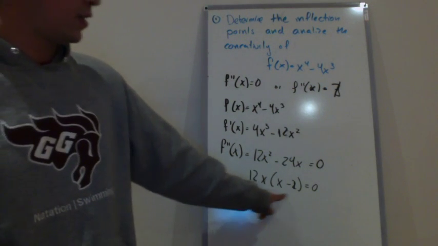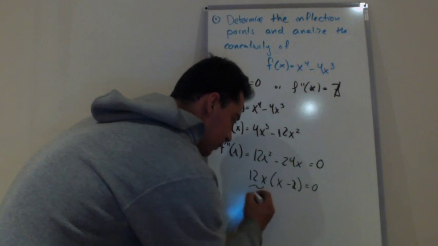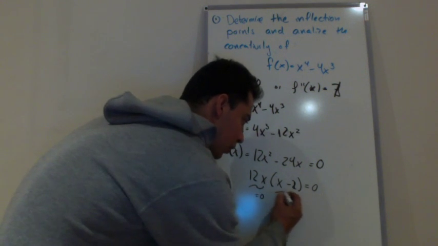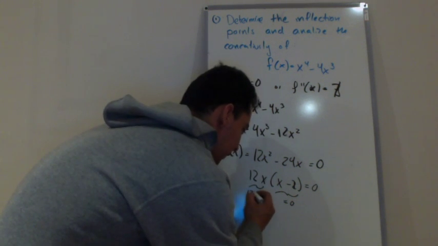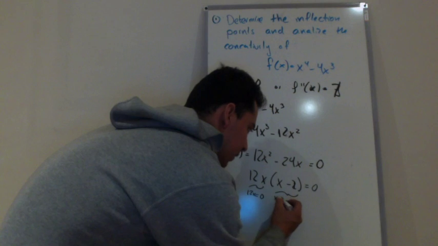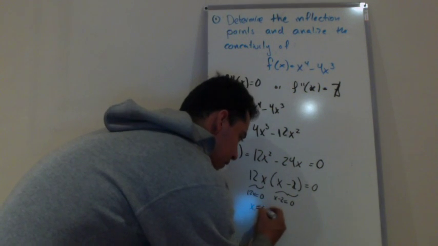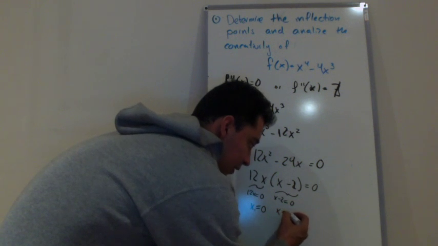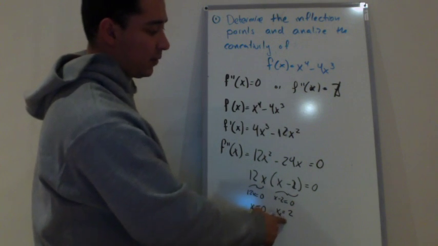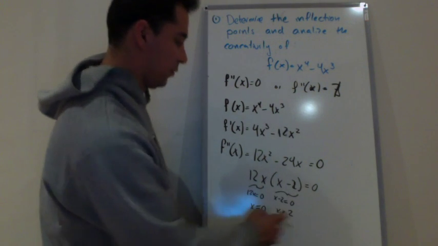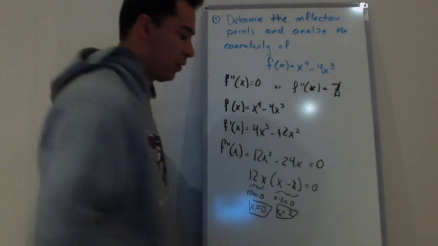Okay, so when does this equation become 0? It becomes 0 when this part is equal to 0, or when this part is equal to 0. Alright? So 12x equal to 0, or x minus 2 equal to 0. Then we can see that the first root of our second derivative is 0, and the second root of the second derivative is 2, right? So these two must be the inflection points, right?